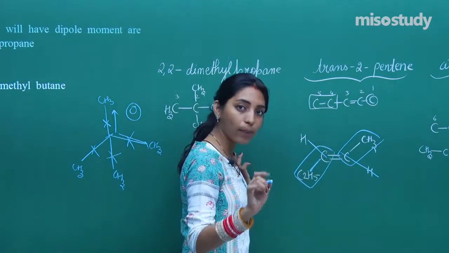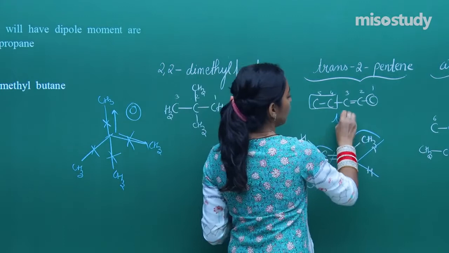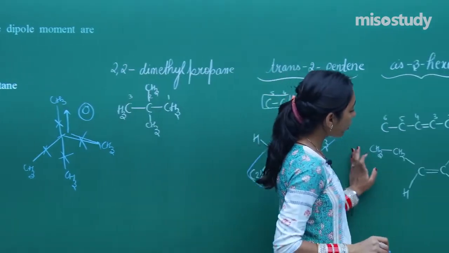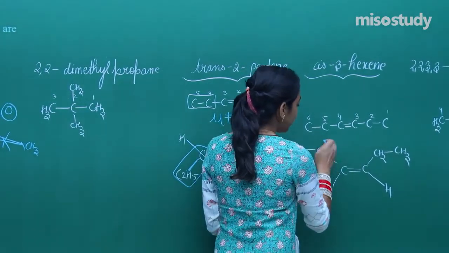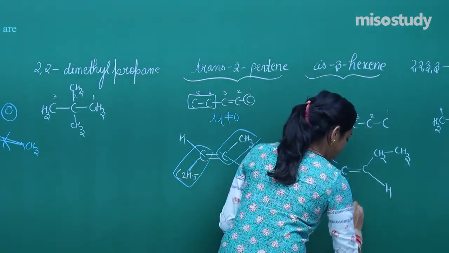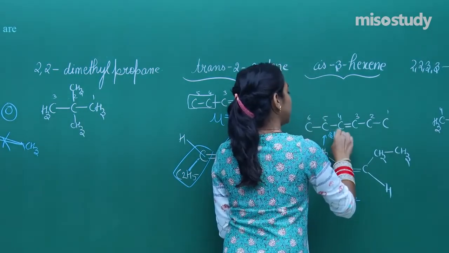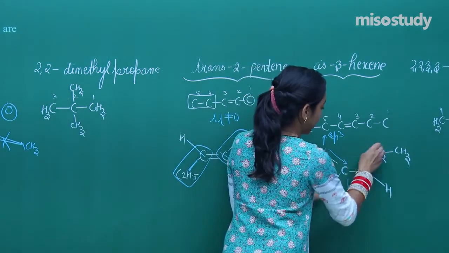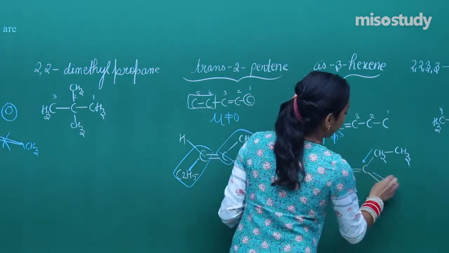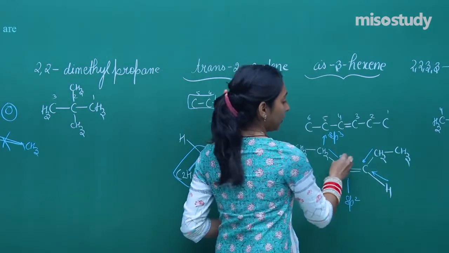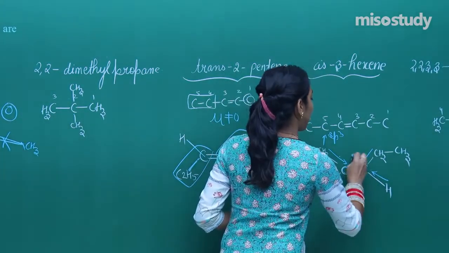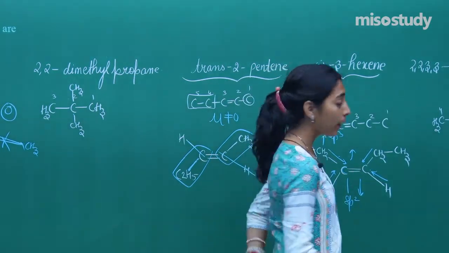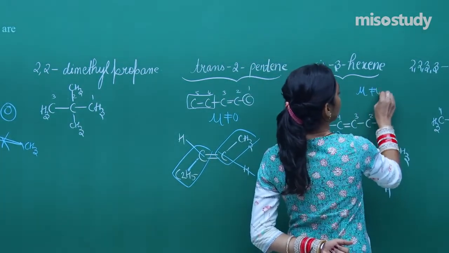So either they will add up but it will not give us 0. So mu is not equal to 0. Fine. Now see, when I talk about the cis form, once again this carbon is sp2, this carbon is sp3 and dipole is from positive to negative. So more positive, less negative. And here positive to negative, positive to negative. So see, these two will add up and come here, these two will add up and go there, but none of them will cancel each other because the magnitude is not same. So here also mu will not be 0.